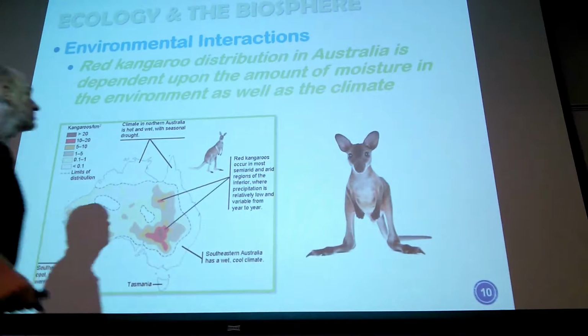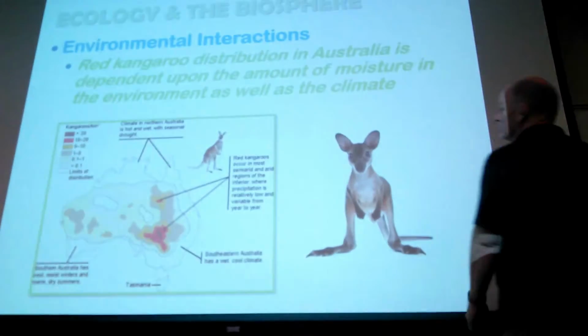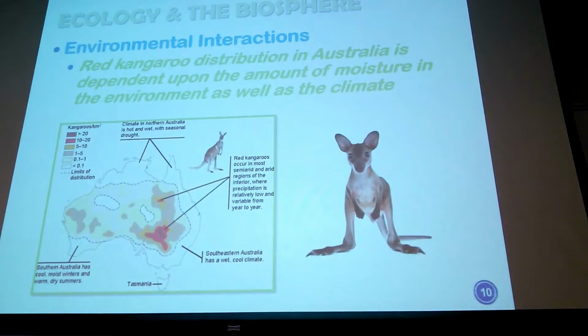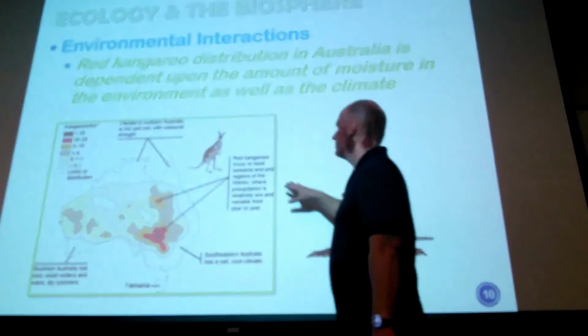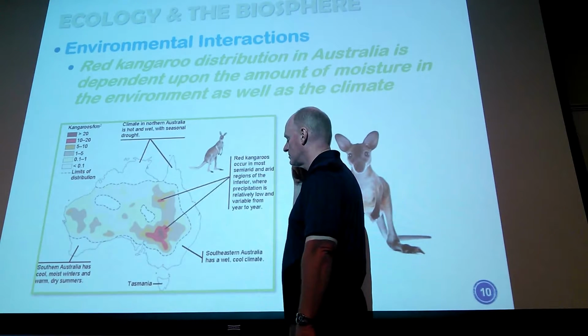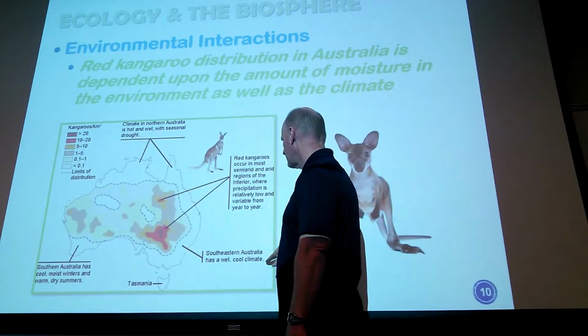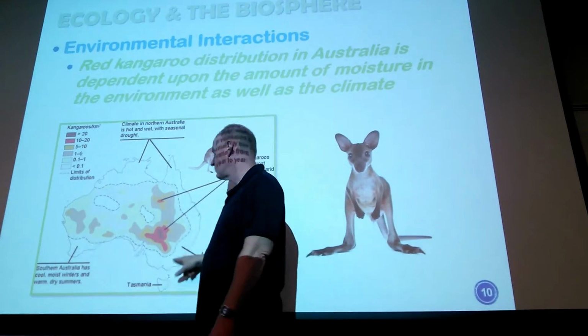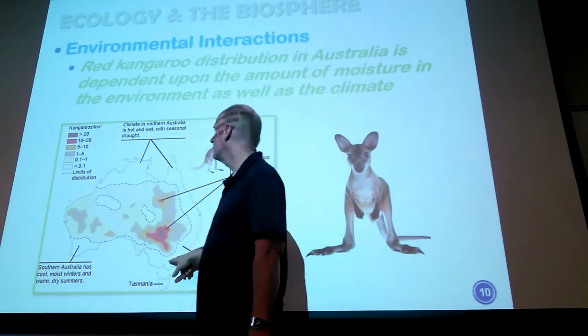Red kangaroo distribution in Australia is dependent upon the amount of moisture in the environment as well as the climate. It says here, red kangaroos occur in most semi-arid and arid regions in the interior where precipitation is relatively low and available from year to year. Southern Australia has a wet, cool climate. Too wet, too cold for the red kangaroo, so you don't see any down here.